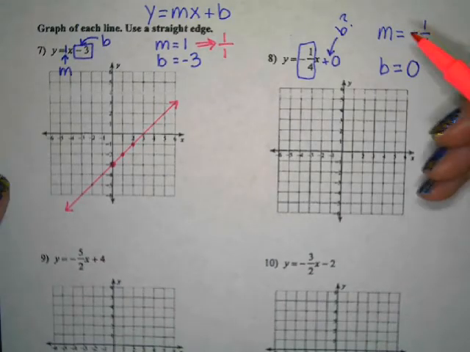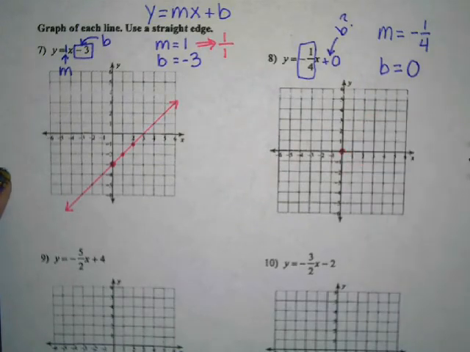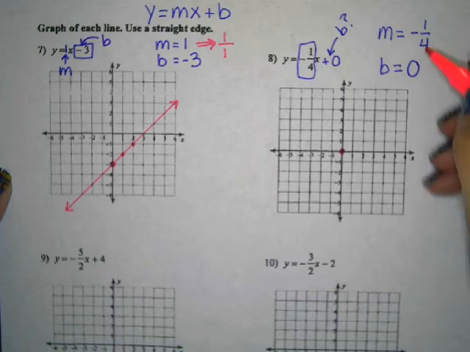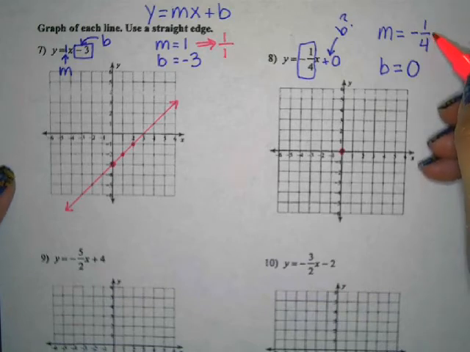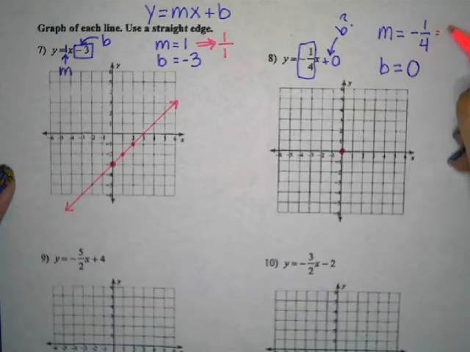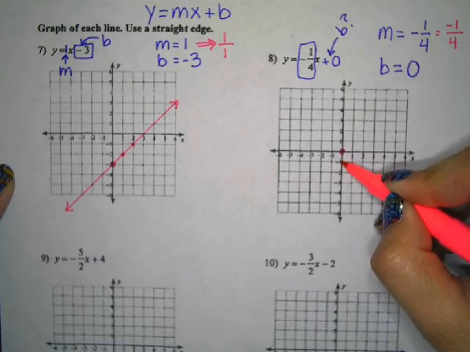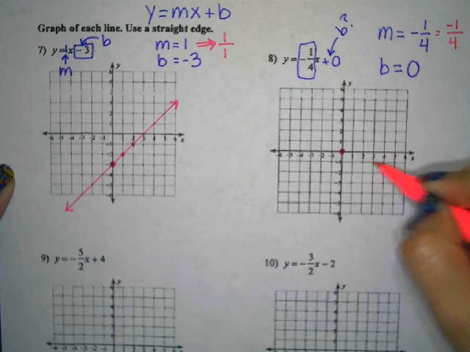So when I go to graph this, my b value is 0. So it crosses the y-axis at 0. So I'm going to start right there at the origin. My slope is negative 1/4. Now I prefer to put the negative at the top. So that's telling me if I'm going up or down. And since it's negative, I'm going down. So down 1 and then over 4. 1, 2, 3, 4 for my slope.